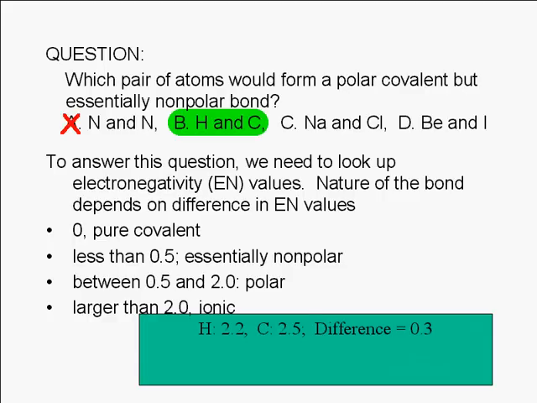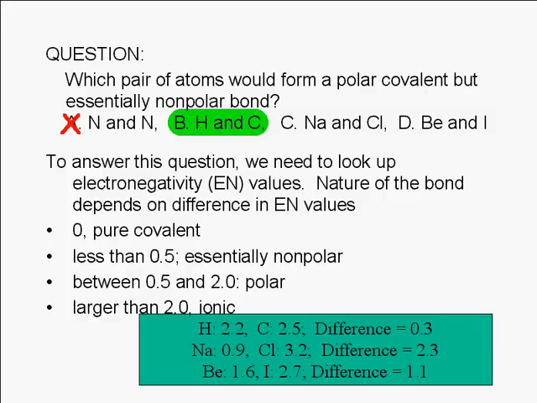Let's look at the other choices. Sodium and chlorine have electronegativity values of 0.9 and 3.2 respectively. That's a difference of 2.3. The bond between sodium and chlorine is ionic. Sodium and chlorine will not be sharing electrons. As for beryllium and iodine, the difference is 1.1. This makes the beryllium to iodine bond a polar bond.